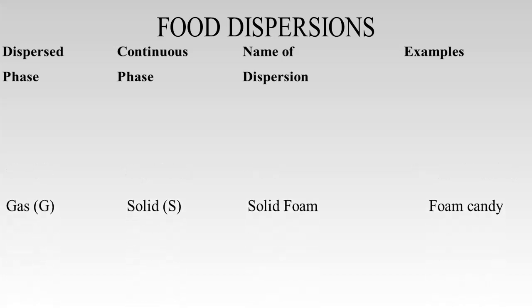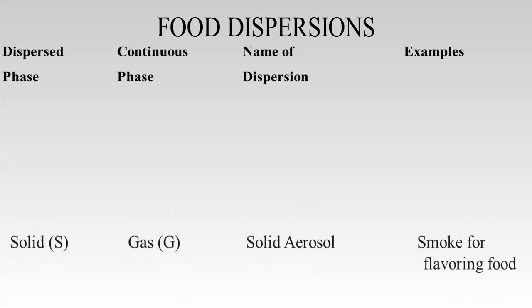If the dispersed phase is gas, G, and continuous phase is solid, S, then the name of dispersion is solid foam and the example is foam candy. If the dispersed phase is solid, S, and continuous phase is gas, G, then the name of dispersion is solid aerosol and the example is smoke for flavoring food.